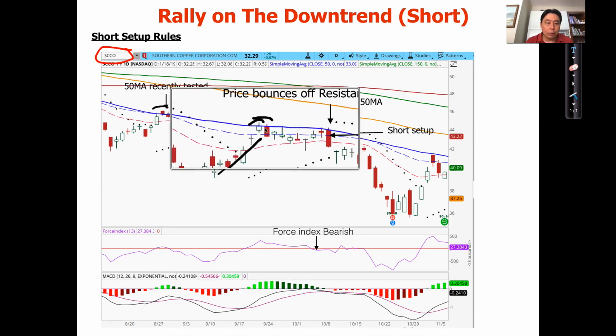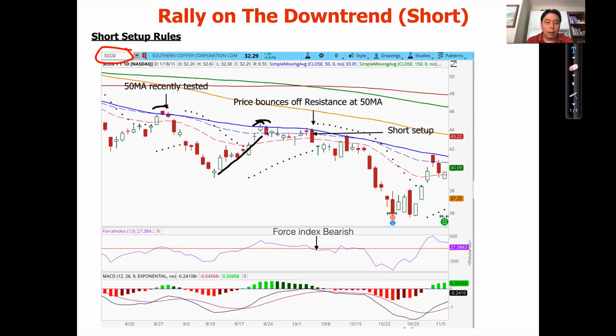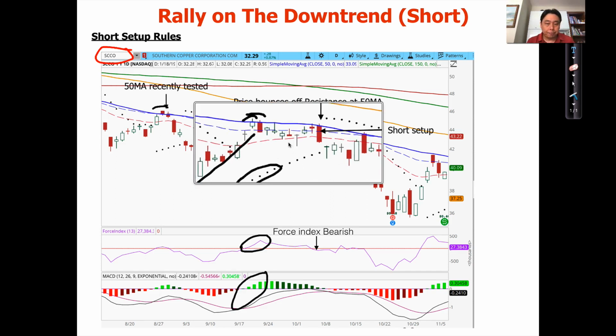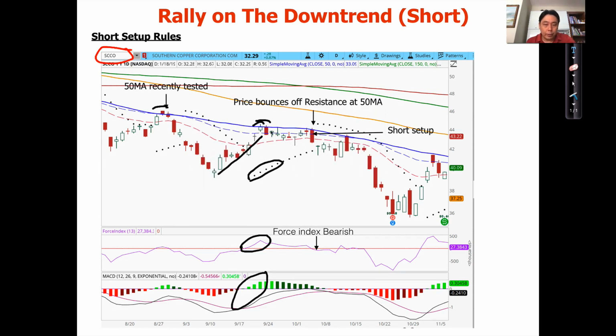We've got a bearish candle. Could we take an entry? Not yet. Why? Because, again, notice the parabolic SAR is still bullish. The force index is bullish, and MACD is bullish. So we want to wait for one of them to turn bearish. So when does it turn bearish?